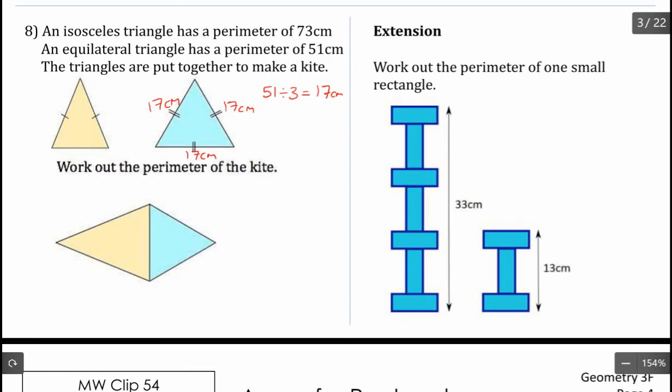The triangles are put together to make a kite. Work out the perimeter of the kite. So if this is 17, because that's what we just worked out, then that means the base of the isosceles triangle must be 17. So this is 17 as well. And this has a perimeter of 73. So if I take this off 73, that will give me 54. And then those two must add together to make 54, and they're both the same. So if we half that, we get 27.